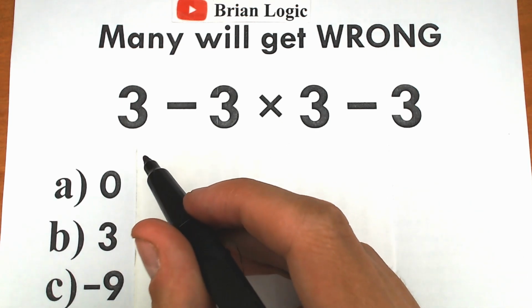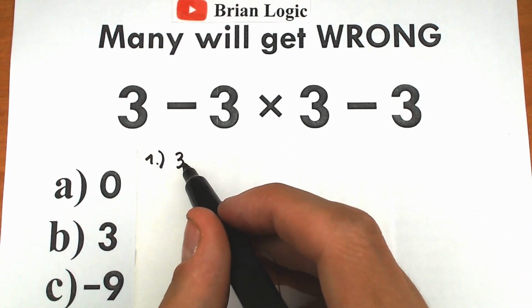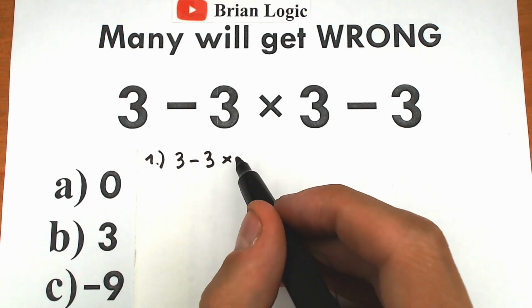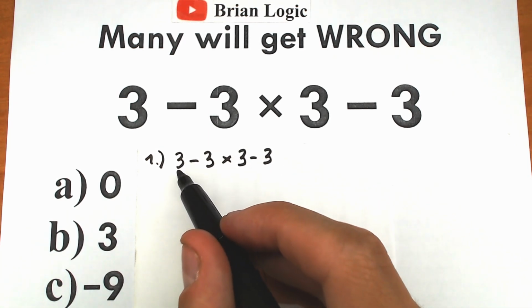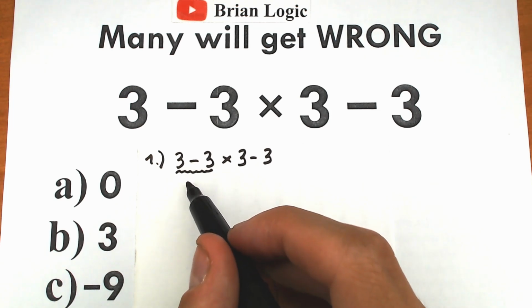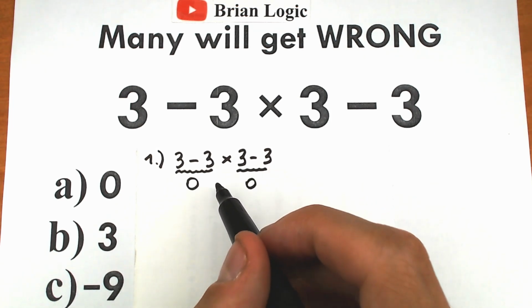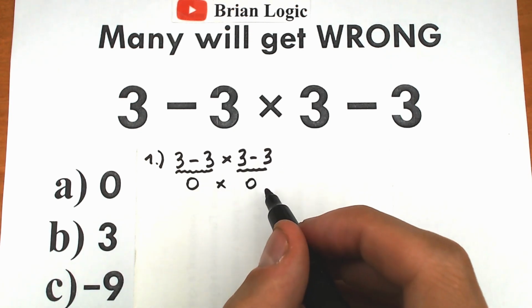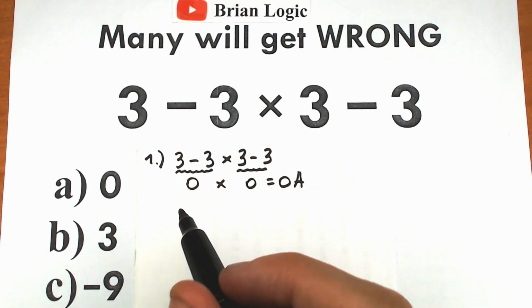So first of all, I want to start with this first interpretation. So we have 3 minus 3 times 3 minus 3. A lot of students solve this question like that. They say, okay, 3 minus 3 right here equals 0, yeah? And 3 minus 3 right here is equal to 0 as well. With this multiplication in the middle, we have 0 times 0, which is equal to 0. This is option A.